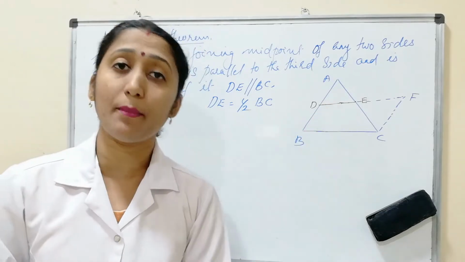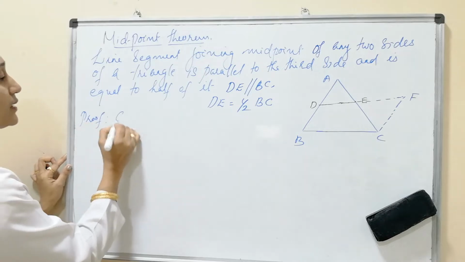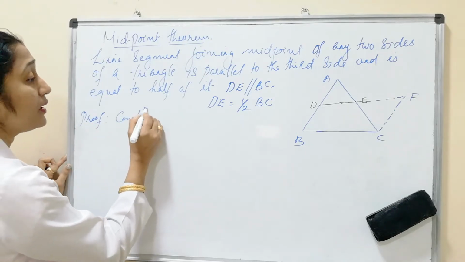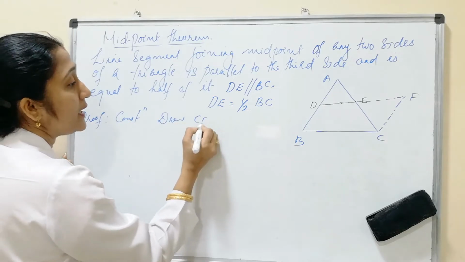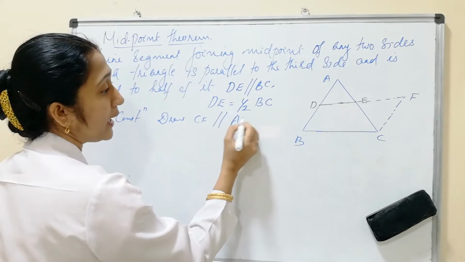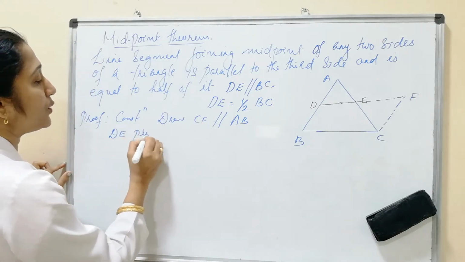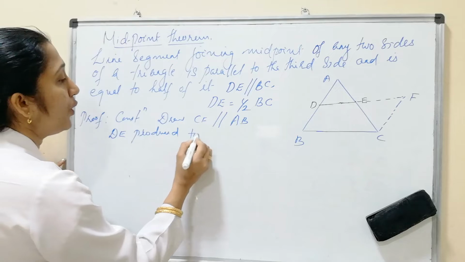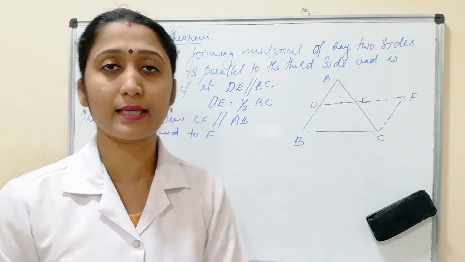These two lines are parallel. So the proof. The first is construction. Construction: draw CF parallel to AB and produce DE to F. This is the construction.